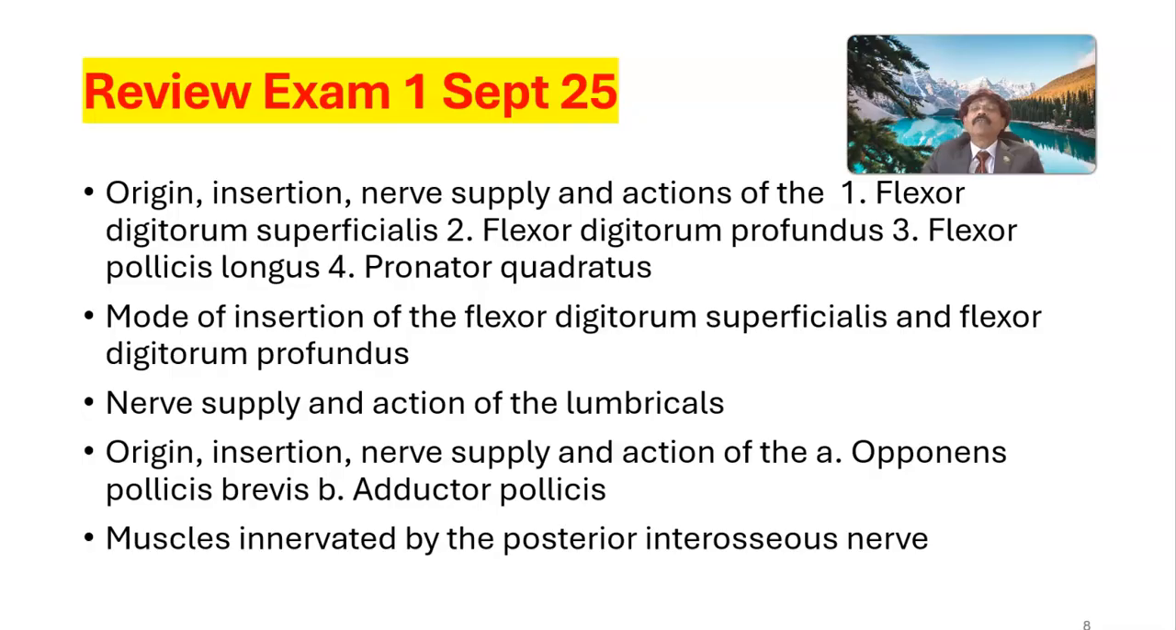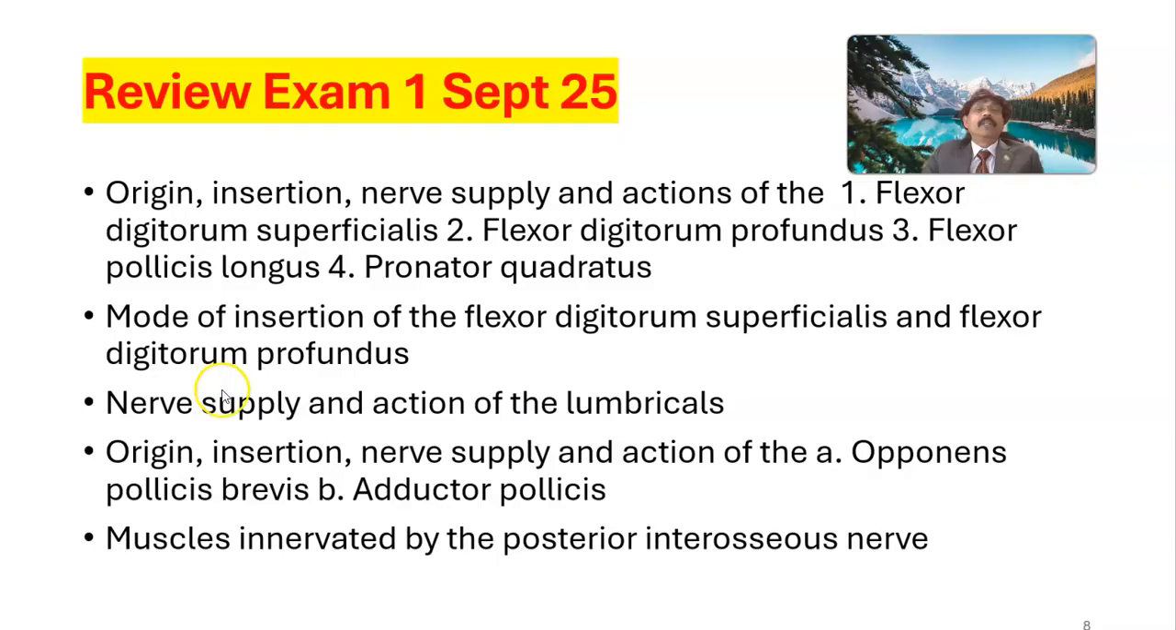So the flexor digitorum profundus is the muscle which can cause flexion of the distal interphalangeal joint, not the flexor digitorum superficialis, because it does not cross the distal interphalangeal joint. So flexion of the distal interphalangeal joint is carried by the flexor digitorum profundus.